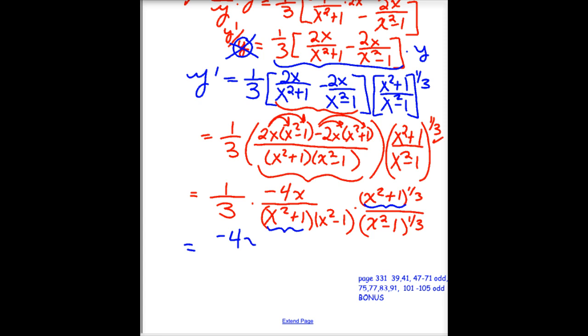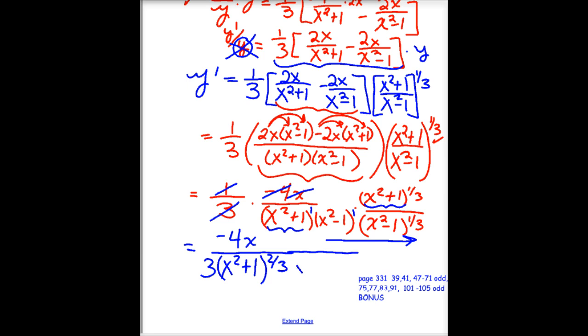So let's write this. I've got the negative 4x on the top. I've got the 3. So I'm good. Now I'm combining these like bases. This is really to the 1. So when I do 1/3 minus 1, I get negative 2/3, which is going to throw this one down here to the 2/3 power, I believe. And then I've also got on the bottom a multiplication of the same factor. When we multiply, we add exponents. So I get x squared minus 1 to the 4/3.